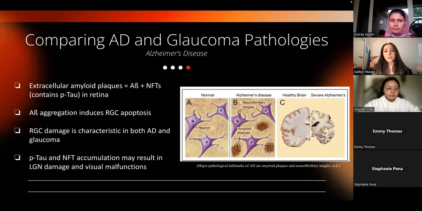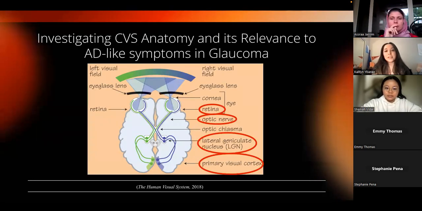Another similarity between the two is that phosphorylated tau and NFT can cause damage to the LGN, which is a region of the central visual system, or CVS, which we're going to be discussing pretty soon. This damage can be a further reason why vision might be impaired in Alzheimer's. Here, just for your own information, we're going to discuss how the central visual system is related to today's project.